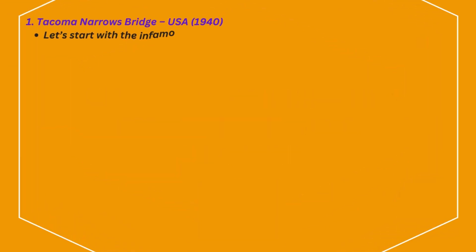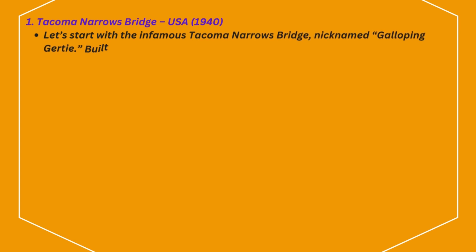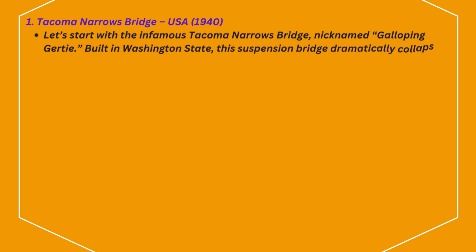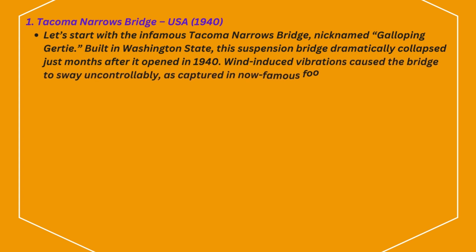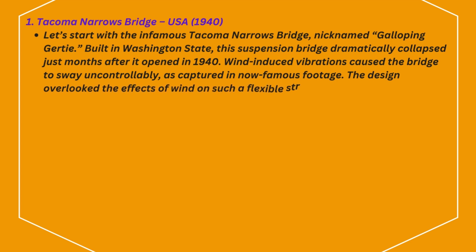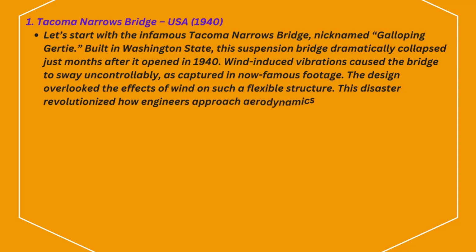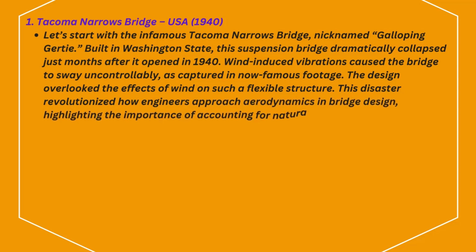Let's start with the infamous Tacoma Narrows Bridge, nicknamed Galloping Gertie. Built in Washington state, this suspension bridge dramatically collapsed just months after it opened in 1940. Wind-induced vibrations caused the bridge to sway uncontrollably, as captured in now-famous footage. The design overlooked the effects of wind on such a flexible structure. This disaster revolutionized how engineers approach aerodynamics in bridge design, highlighting the importance of accounting for natural forces.